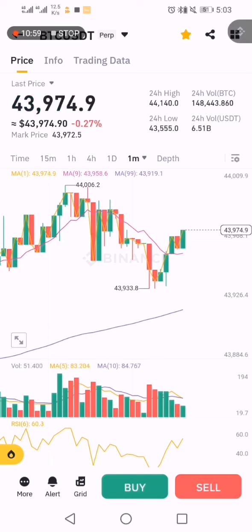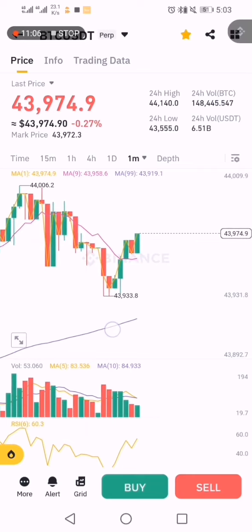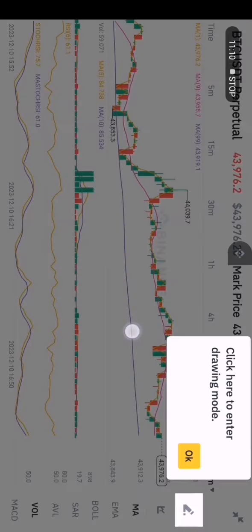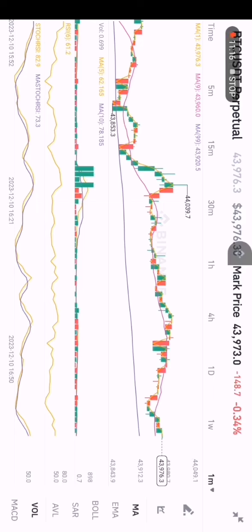Next thing I want to do, so I have to see this thing on a bigger time frame, and see the trend all together and see how it's moving.